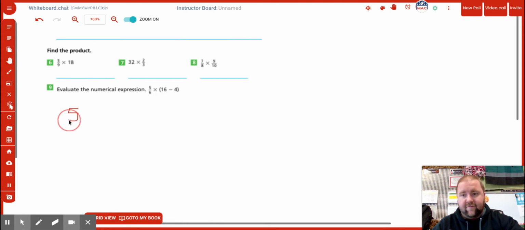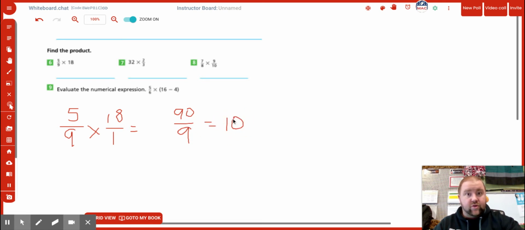So in this problem we have 5/9 times 18. Now, when you're multiplying by a whole number, we put 18 over a 1 because any whole number is that many wholes, so 18 over 1. All you're doing is multiplying straight across here. So you have 5 times 18, which would be 90, and then 9 times 1 would be 9. And then when you simplify this, I think of this as division. 90 divided by 9 is equal to 10. So my answer would just be 10 there.